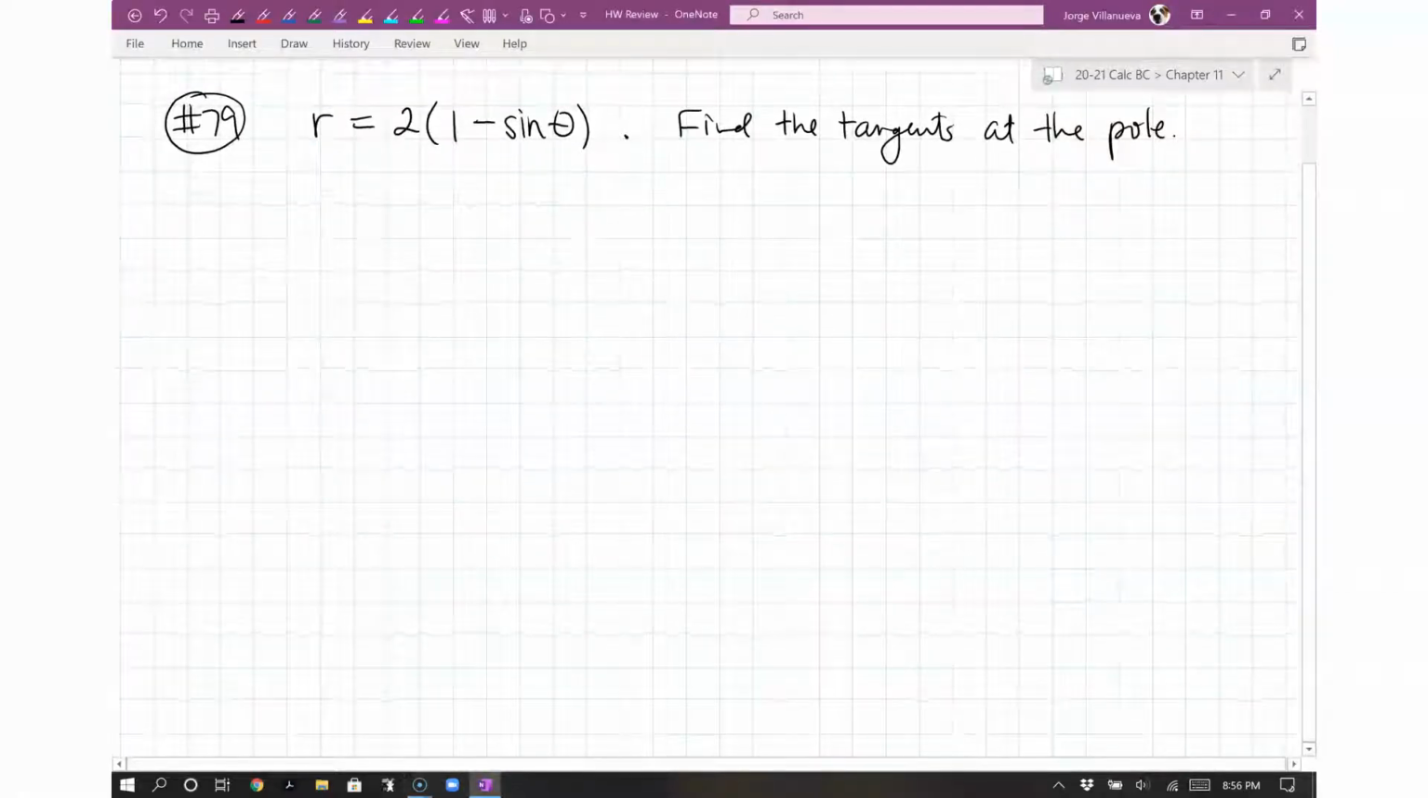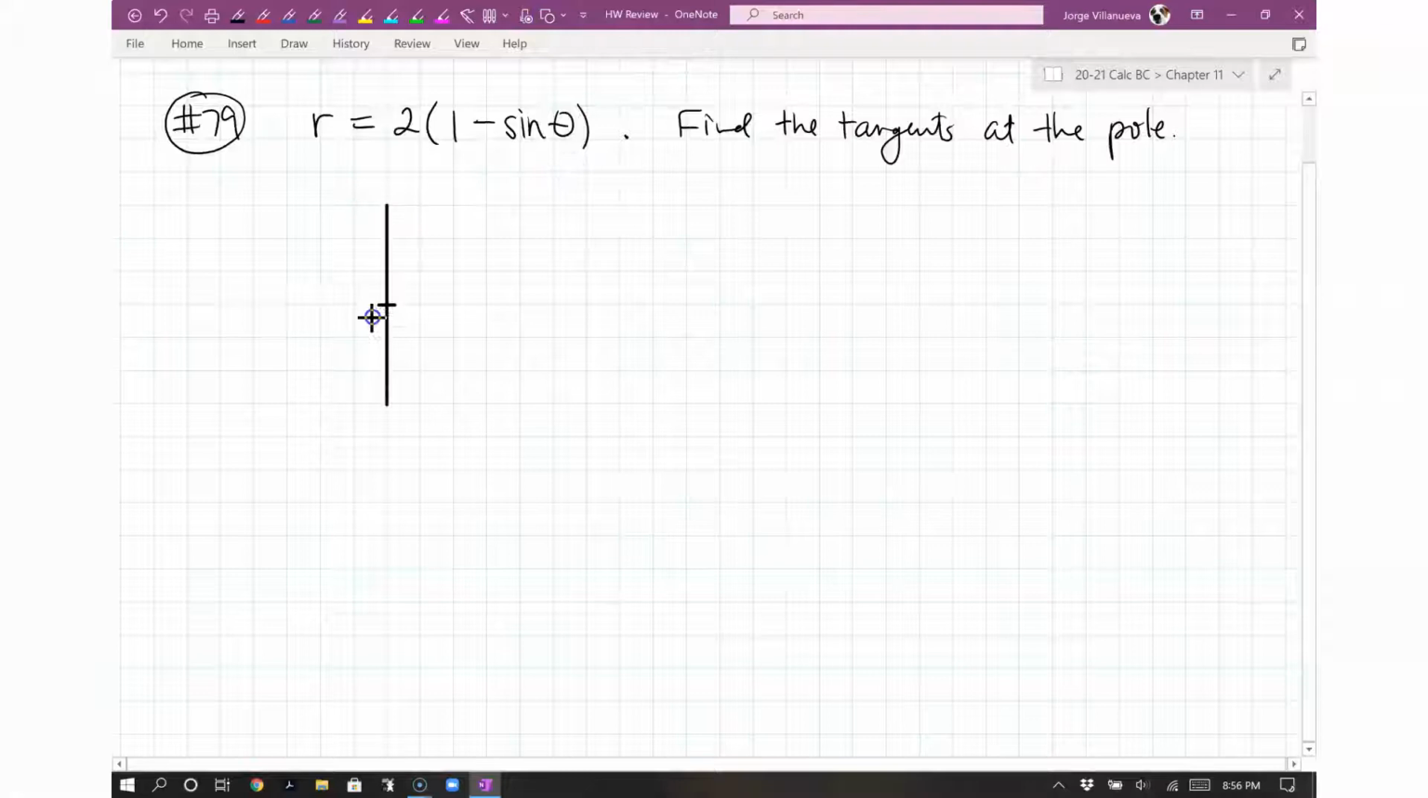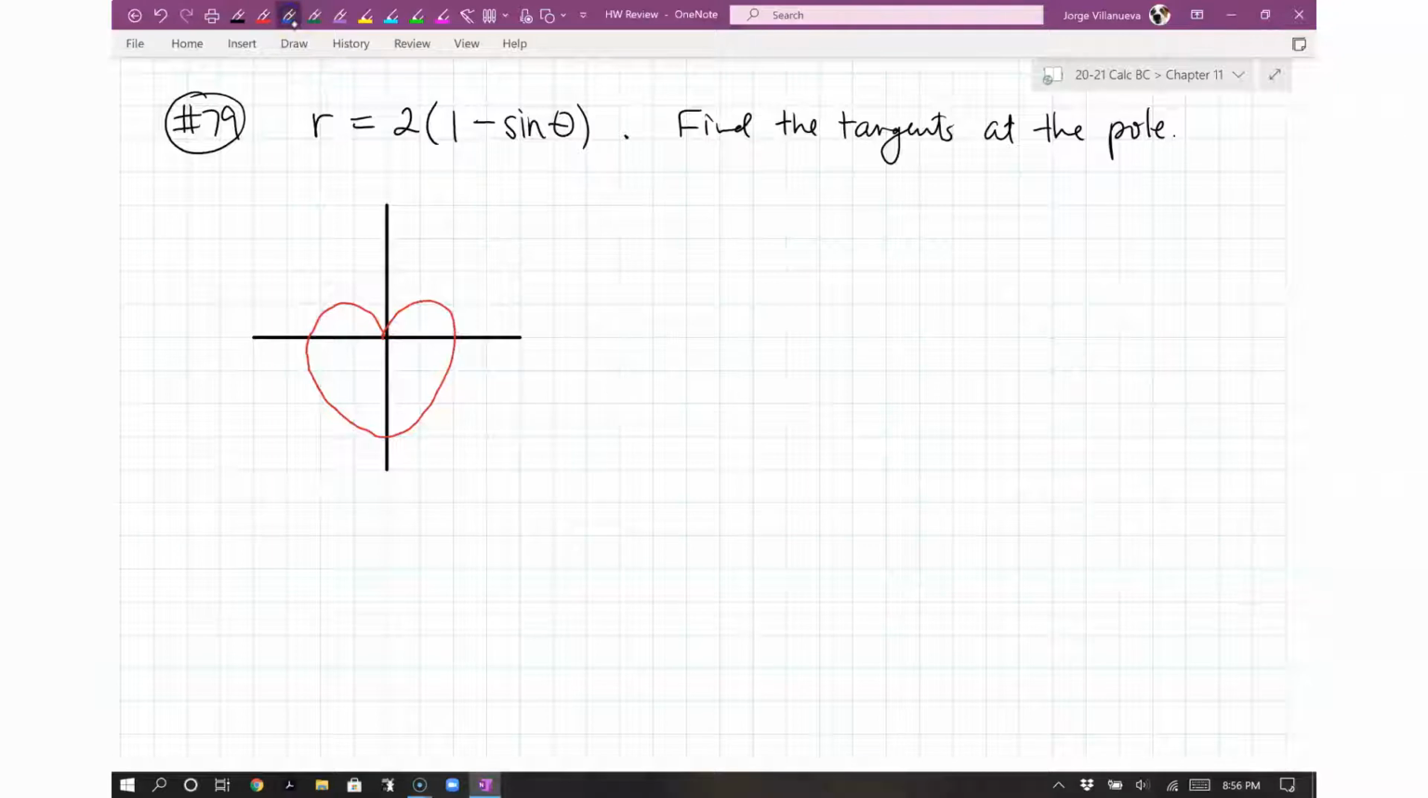This is your function r equals 2 times (1 minus sine theta). They want us to find the tangent or tangents at the pole. First they want you to sketch it, so if you get your graphing calculator, you'll notice that your graph is going to look something similar to this. They want us to find a tangent at the pole, which would be right there.